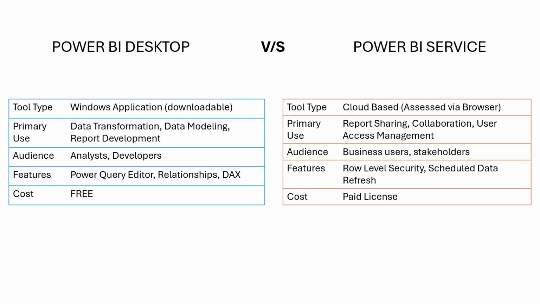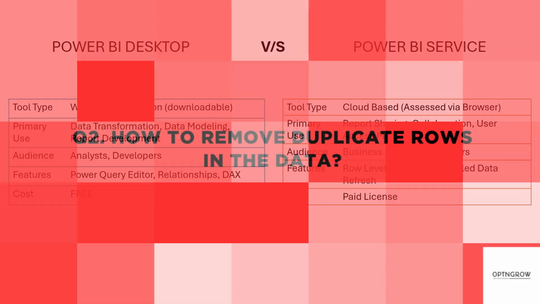Power BI Service is a cloud-based application. Its primary use is for report sharing and collaborating with other users. The end users here are the consumers of the report or the business users. And you get features like row level security and scheduled data refresh. And Power BI Service is a paid service when it comes to collaborating with others. So these are the key differences between Power BI Desktop and Power BI Service.